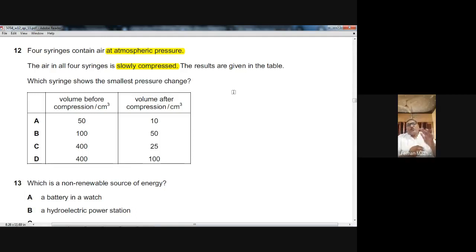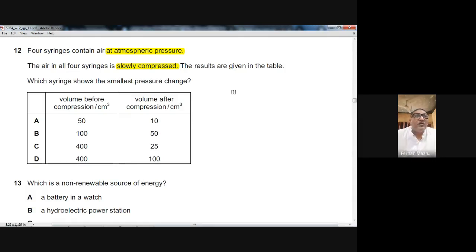So when you compress slowly, you do not let the temperature rise. That's why you compress them slowly, so that the temperature does not rise. So here I know the P1 value, that is 1 atmosphere. The V1 value, for example, in the first option is 50, and the V2 value is 10. By applying the formula P1 V1 equals P2 V2, I will find out the value of the pressure 2. And then when I have the pressure 2 value, I will check the change in the pressure, that's P1 minus P2, or P2 minus P1. That will be the change.